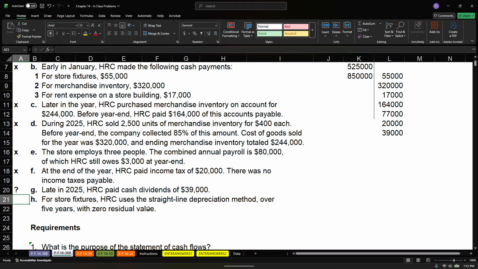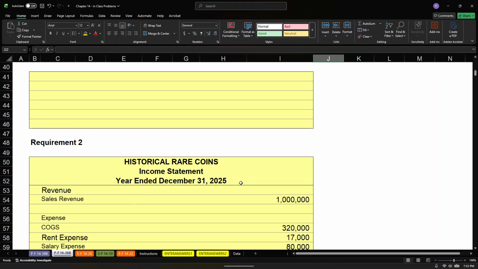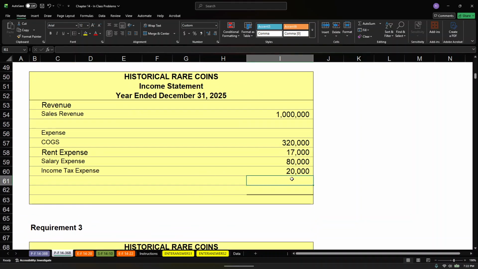Okay, so for store fixtures, HRC uses straight line depreciation method over 5 years with zero residual value. So how should I calculate the depreciation expense? Since it's straight line, I take the cost basis minus the residual value, which is zero, divided by 5 years. So it's $11,000 per year. So I will have depreciation expense, 11,000.